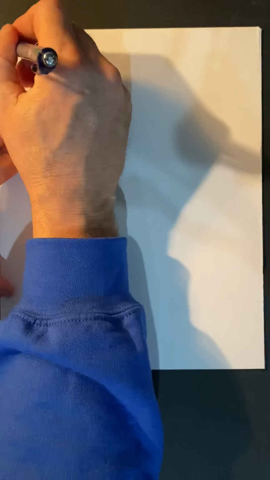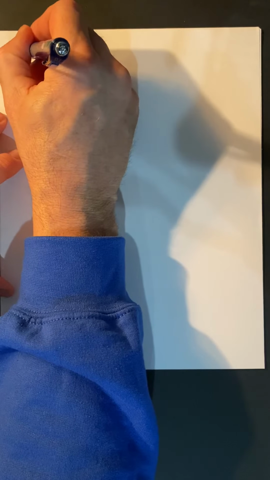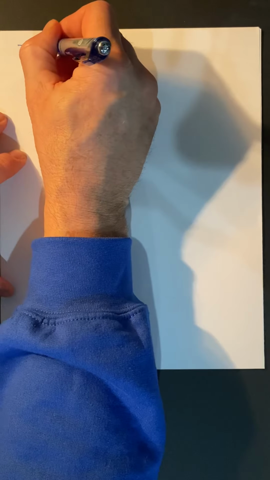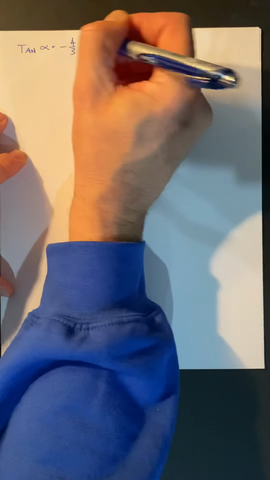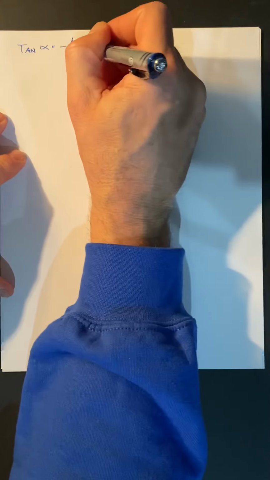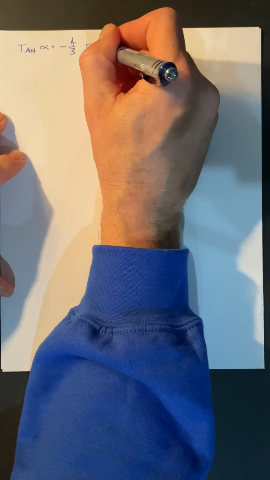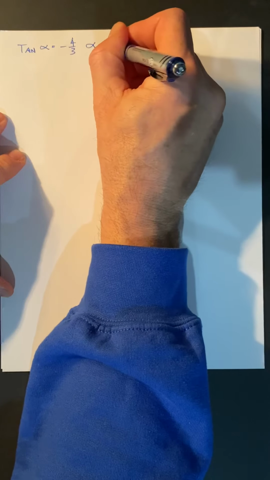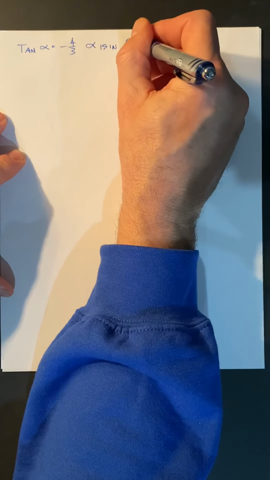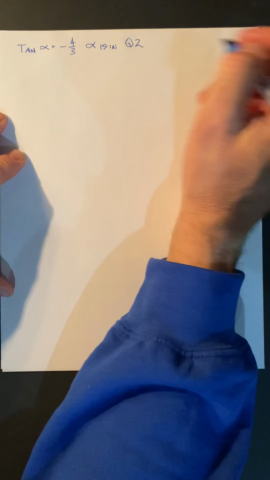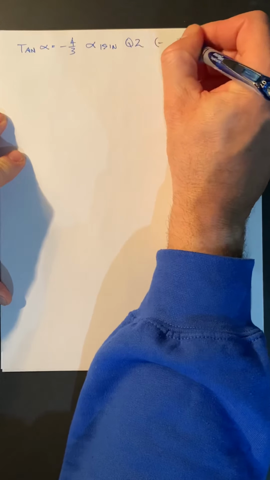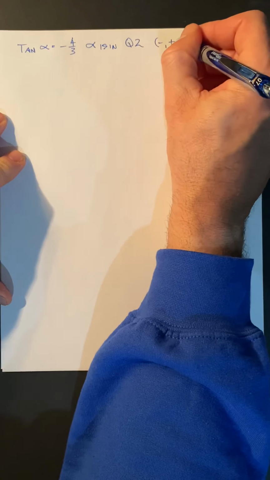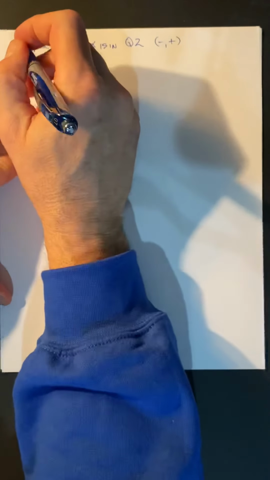Let's say I have the tangent of alpha is equal to -4/3, and alpha is in the second quadrant, okay? So I know in the second quadrant what? The cosine is negative and the sine is positive.